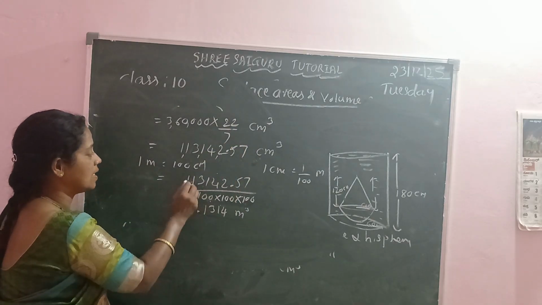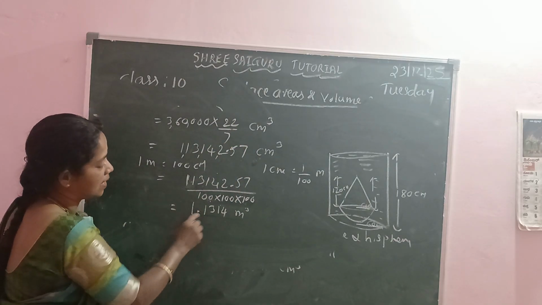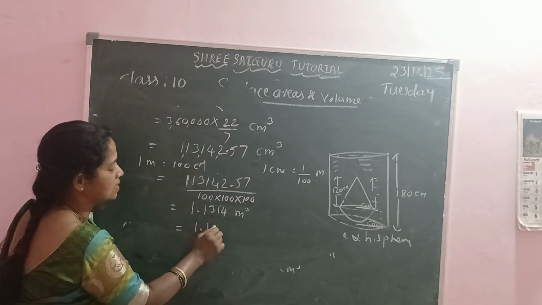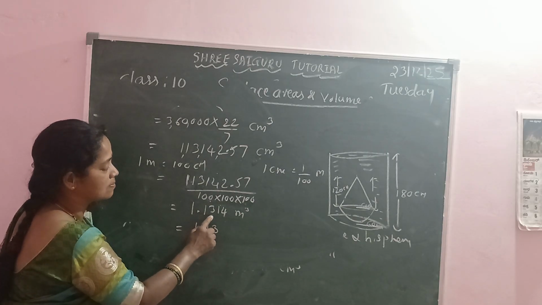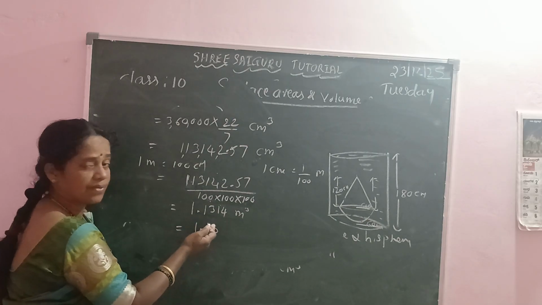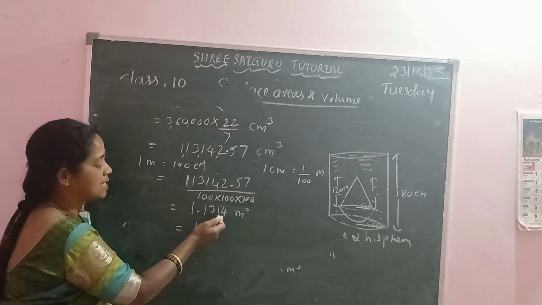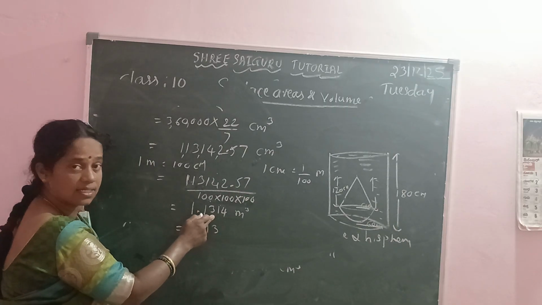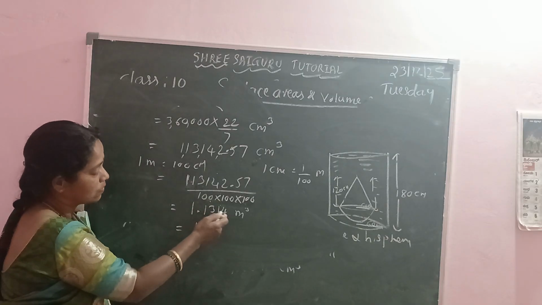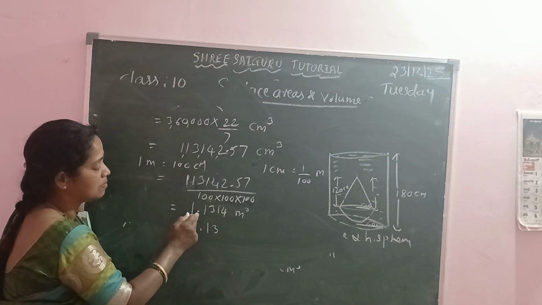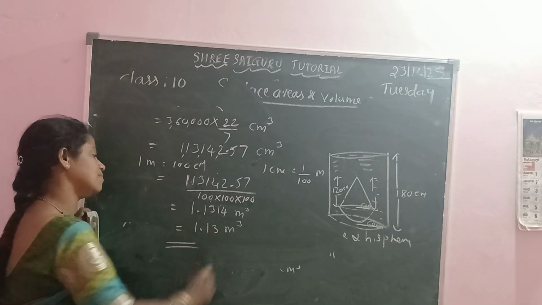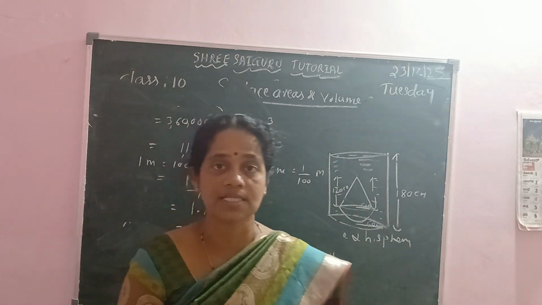So here the final answer will be 1.1314, approximately 1.13 up to the 2 decimal places, or you can find the answer in any number of decimal places there. So here I am writing this answer up to 2 decimal places, that is 1.13 meter cube is the volume of the water present in the cylinder.